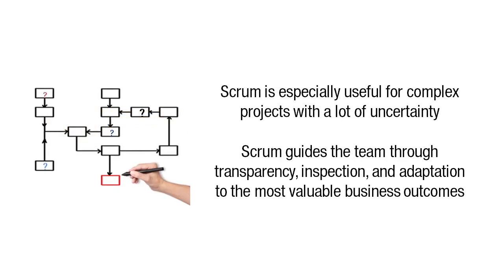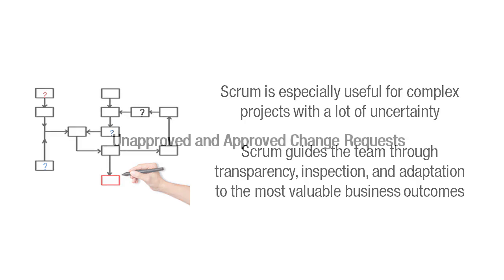Scrum is especially useful for complex projects with a lot of uncertainty. Long-term planning and forecasting is typically ineffective for such projects, as they involve high quantities of risk. Scrum guides the team through transparency, inspection, and adaptation to the most valuable business outcomes.